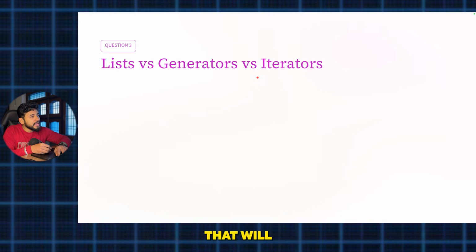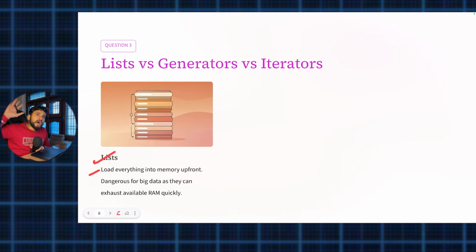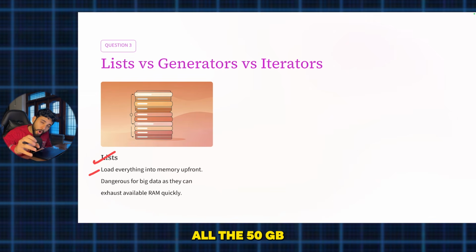Next question that people can ask you in interviews is: what is the difference between list, generator and iterator? From an interview point of view, and a data engineering point of view, these three things are very, very important. Whenever we talk about list, majorly we don't use list. What is the problem with the list? It loads whatever is there. If you want to assign a 50 GB file to a list, it will automatically take all the 50 GB at once and load it into memory. That is a disadvantage of using a list.